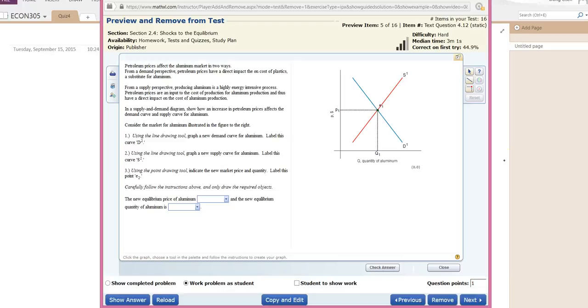Alright, I'm discussing question number 5 of quiz 4. This is not a relatively poorly done question. This question actually has both a demand shock and a supply shock. And that's probably one of the reasons that some of us don't know how to solve this type of question.